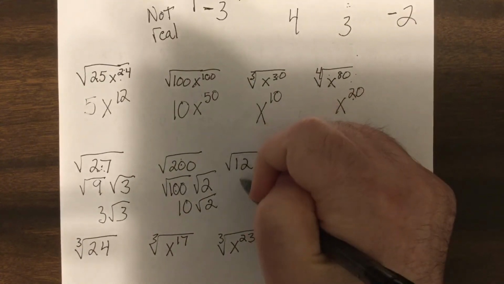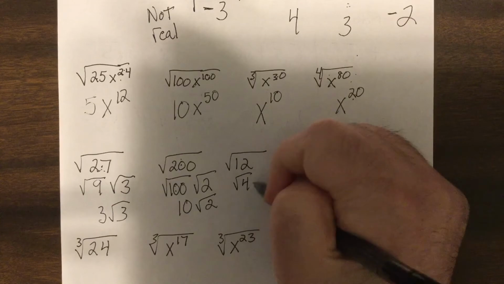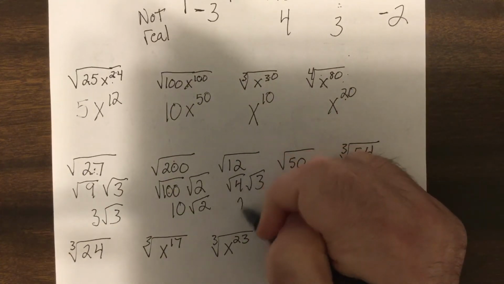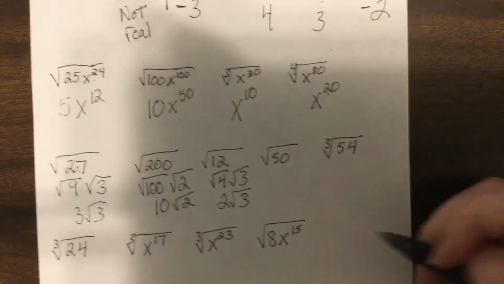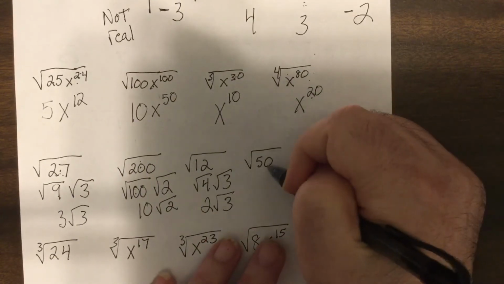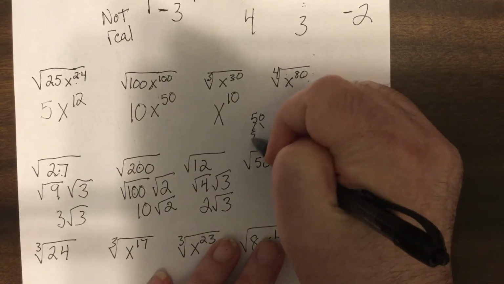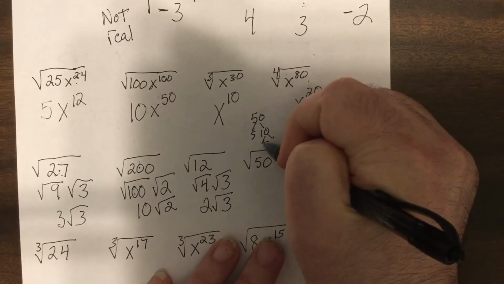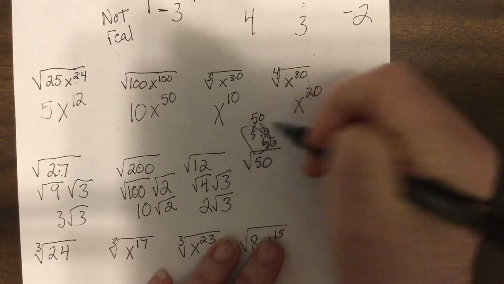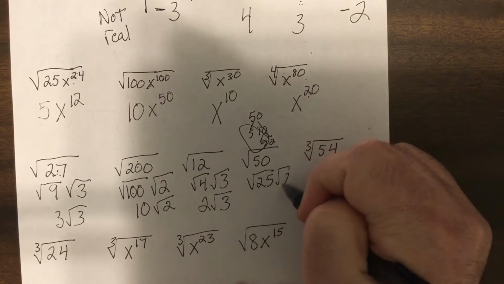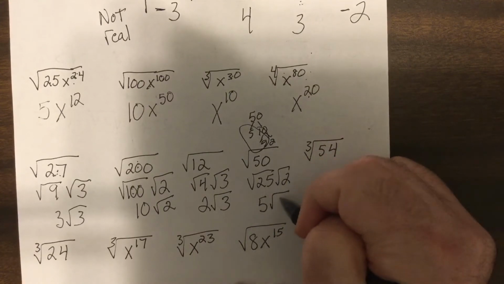What perfect square goes into 12? Well, that's 4 and 3. And the square root of 4 is 2. Now, if you're having trouble with this, go 50, let's see, it's 5 and 10. 10 is 5 and 2. Oh, wait, 2 5s go into 50. So it'd be 25 and 2. And the square root of 25 is 5.